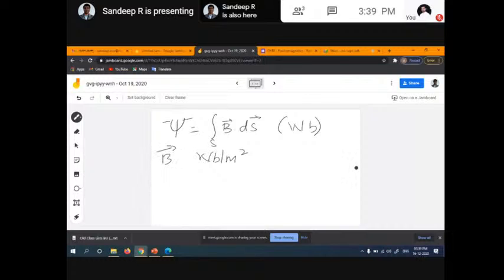The magnetic flux density is denoted by B. In free space, we have a relationship between B and H, just like we had a relationship between D and E in free space. B is equal to mu naught into H, where mu naught is the permeability of free space, which is 4 pi into 10 power minus 7 Henries per meter. There we had the absolute permittivity, 8.854 into 10 power minus 12 Farad per meter. Here we have mu naught, which is 4 pi into 10 power minus 7 Henry per meter.